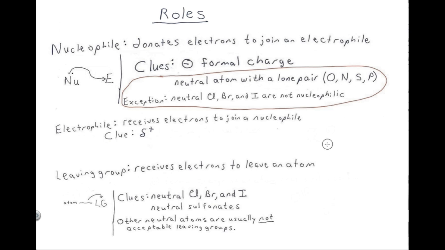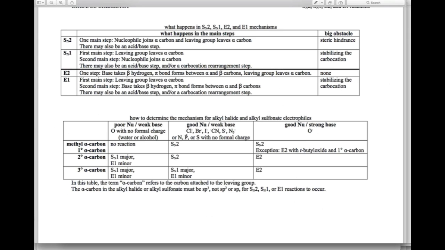In this video, we learned how to handle SN2 reactions that involve neutral nucleophiles. We learned that the possible neutral nucleophiles are oxygen, nitrogen, sulfur, and phosphorus. We've learned that neutral nitrogen, phosphorus, and sulfur are good nucleophiles, so they can be used for SN2, whereas neutral oxygen is a poor nucleophile, which cannot do SN2.